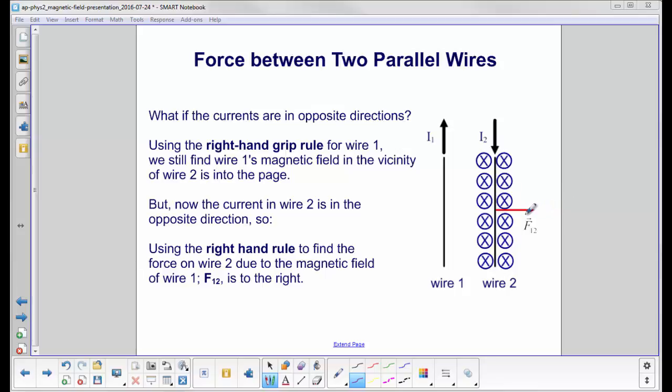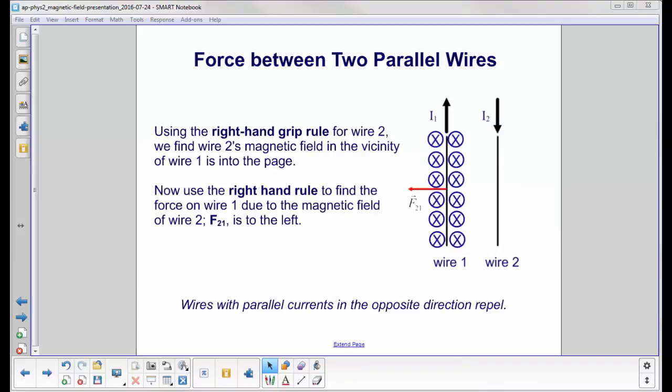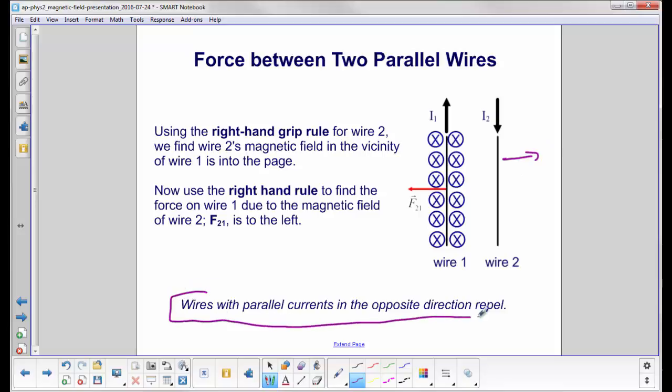So you can start to see what's happening here. To find the force on wire 1, we use the right-hand grip rule for wire 2, and in this case we find the magnetic field is into the page. So now when I use the right-hand rule to find the force on I1, I find that the force is to the left. So the force on wire 1 is to the left, the force on wire 2 is to the right. So what we have, which is what we guessed hopefully, is wires with parallel currents in the opposite direction repel each other.